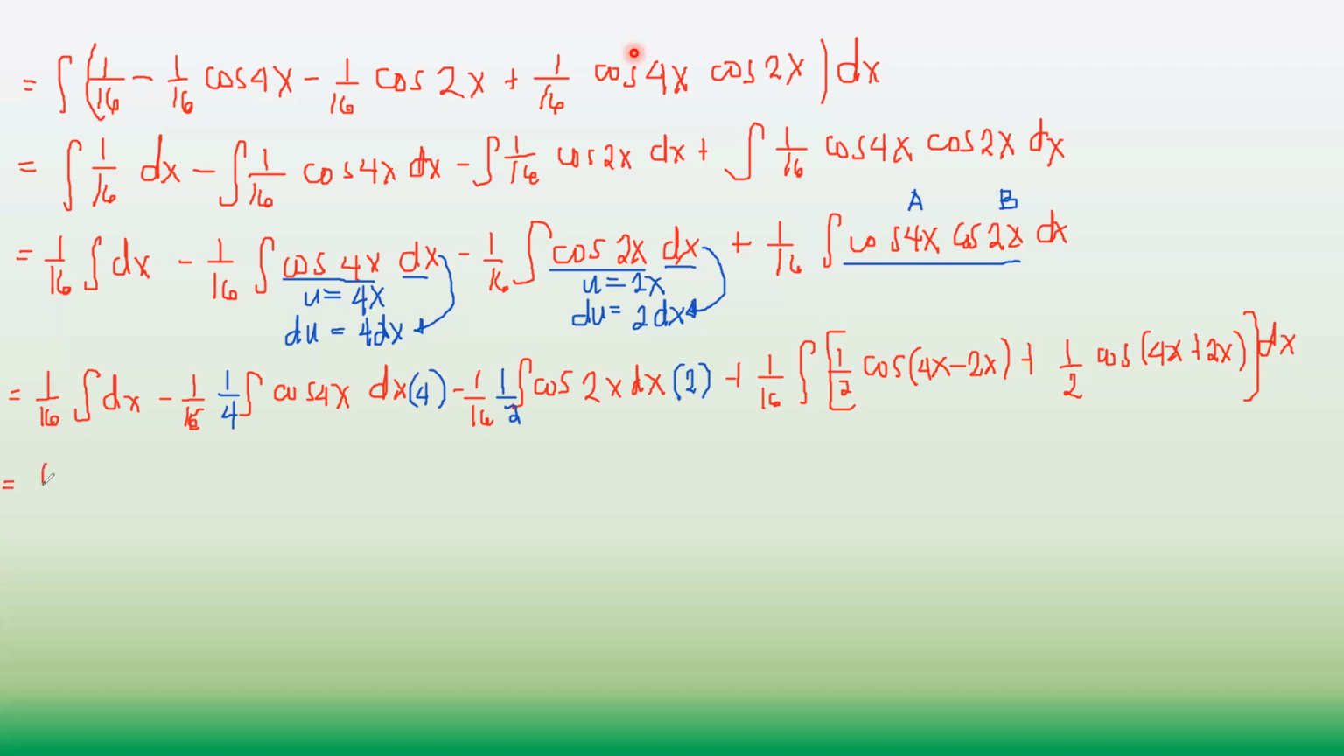So, we have here 1/16 dx minus 1/16 times 1/4. Taas mo na 1 times 1, kaya 1. Yung baba naman, 16 times 4 is 64. Integral of cosine of 4x, 4dx, minus 1/16 times 1/2. So, taas mo na ulit, 1 times 1. 16 times 2 is 32. Integral of cosine 2x, 2dx na ito.